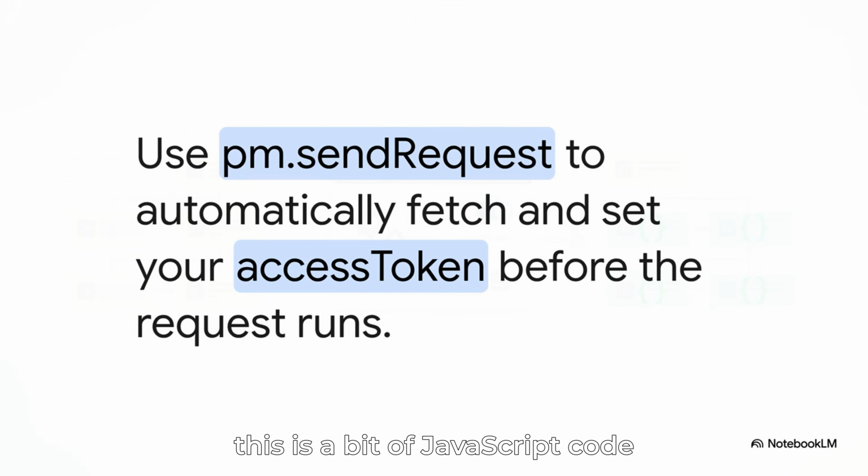Just like the name implies, this is a bit of JavaScript code that runs right before your main API request is sent out. By using a quick pm.sendRequest function, we're basically telling Postman, hey, before you do anything else, quietly send a login request to our authentication URL behind the scenes. When it replies, grab the new token from the response and automatically set it to our access token environment variable.